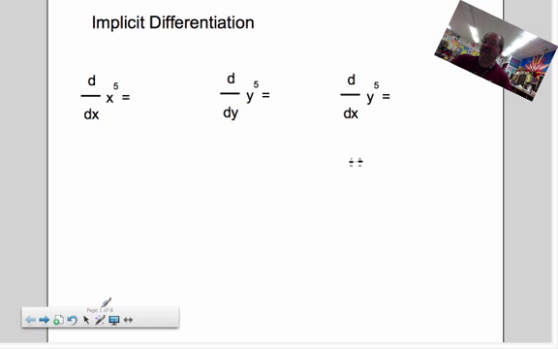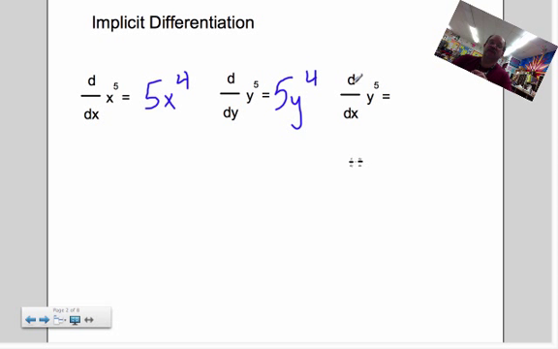So, if I want to take the derivative of x to the 5th, why it's 5x to the 4th. Okay, that's the derivative of x to the 5th with respect to x. If I want to take the derivative of y to the 5th with respect to y, why it's 5y to the 4th. However, if I want to take the derivative with respect to x of y to the 5th, well, I could write down it's 5y to the 4th. However, that would be the derivative with respect to y. And I want the derivative with respect to x.